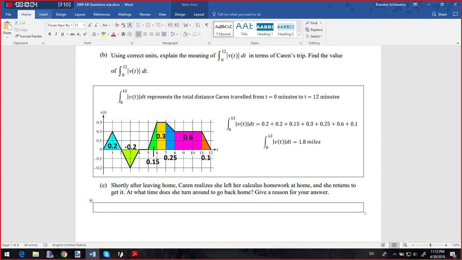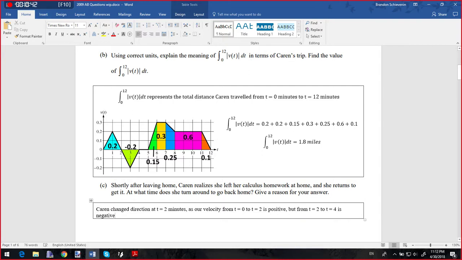So I could say Karen changes direction. Actually, it's past, so Karen changed direction at t equals 2 minutes, as our velocity from t equals 0 to t equals 2 is positive, but from t equals 2 to t equals 4 is negative.